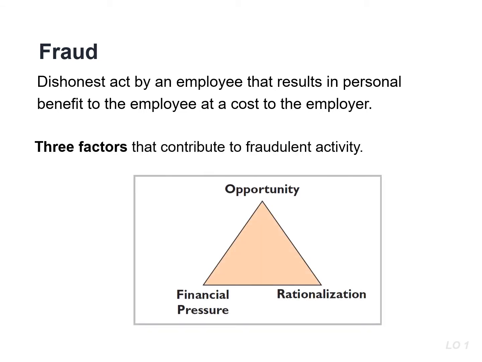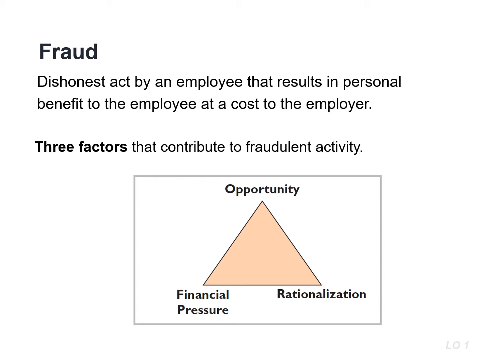The three elements of the fraud triangle are opportunity, financial pressure, and rationalization. For fraud to occur, all three elements must be present. The most important element of the fraud triangle is opportunity. Opportunities occur when the workplace lacks sufficient controls to deter and detect fraud.